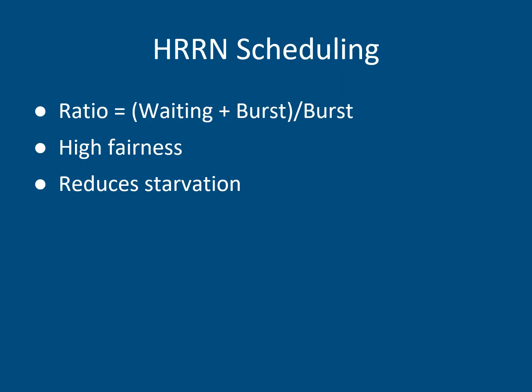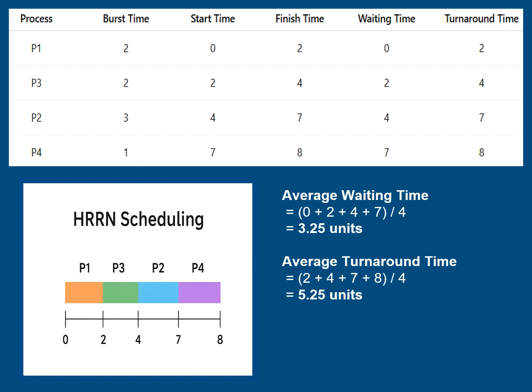HRRN scheduling. HRRN stands for highest response ratio next. The ratio is calculated by adding waiting time and burst time and dividing by burst time. This figure shows the example for HRRN scheduling where the process with the highest response ratio gets executed next. Since response ratio is equal to waiting time plus burst time divided by burst time, processes with longer waiting gradually benefit, which reduces starvation. Here the execution order becomes P1, P3, P2 and then P4 as shown in the Gantt chart.